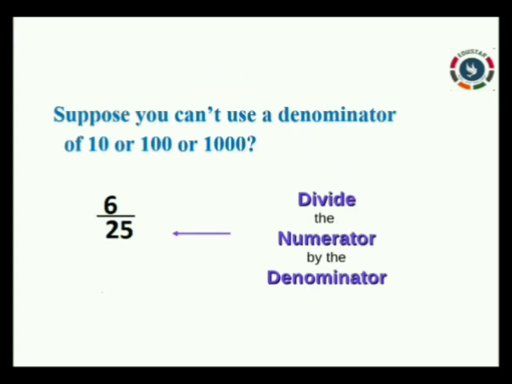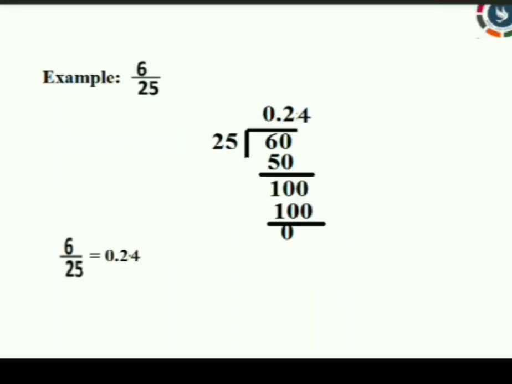Suppose you are not having denominator as multiple of 10, then how will you convert fraction to decimals? You have to divide the numerator by the denominator. Let's see one example. 6 by 25. Check the denominator. Your denominator is 25. 25 is not a multiple of 10, right? Then how will you convert this fraction into decimals? You have to divide the numerator by the denominator, right?